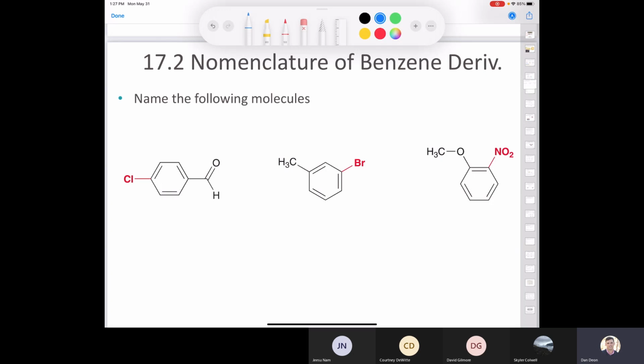All right, let's see. If we want to name these molecules, let's call this first one A, this one B, and this one C. If I want to name A, could anybody tell me what the parent in A would be?